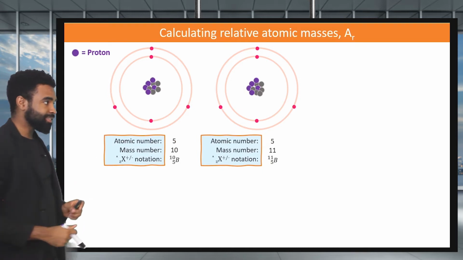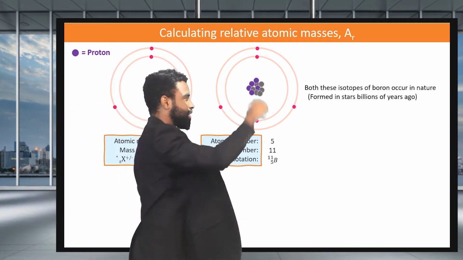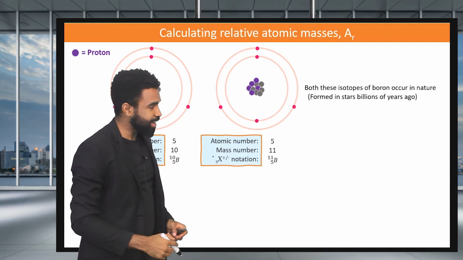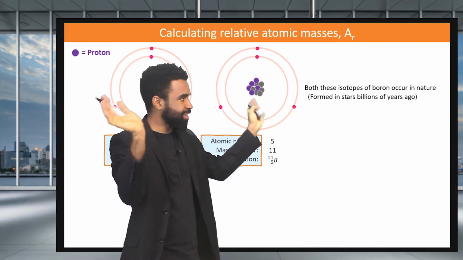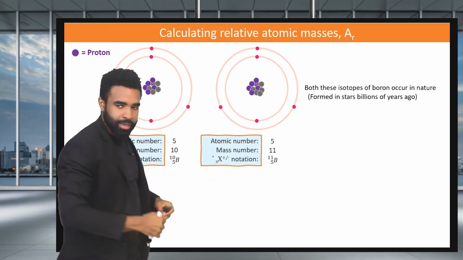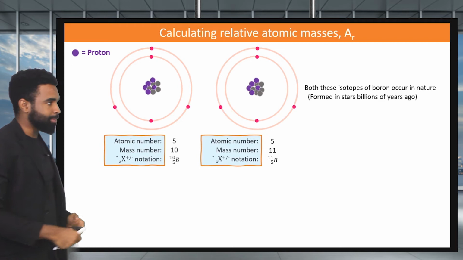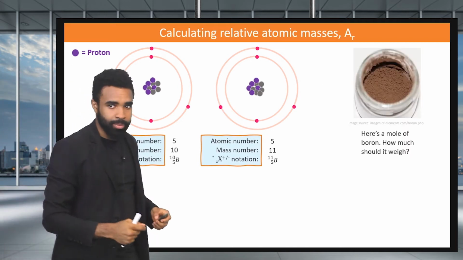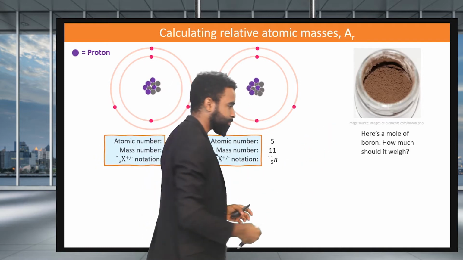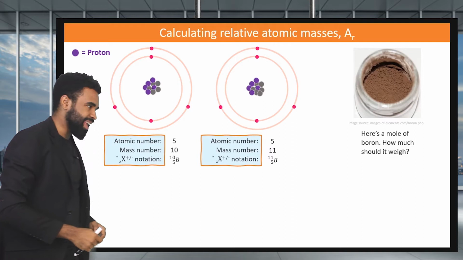Now the thing is, these are two different isotopes of boron, and it turns out that both of these isotopes occur in nature. So when boron was formed a few billion years ago in some exploding star, both these isotopes were stable enough to be formed. So we have both of these in naturally occurring samples of boron. This creates a bit of a problem for us. Here is the problem. If I give you now a mole of boron and I ask you how much does it weigh, you're going to have a hard time giving me the answer.